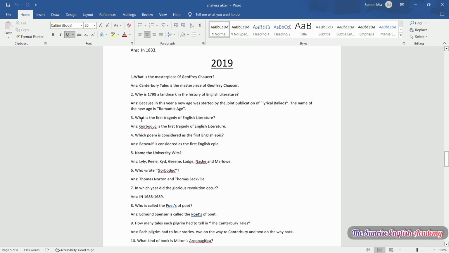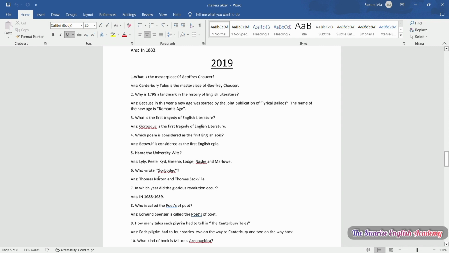3 number. What is the first tragedy of English literature? Answer. Gorboduc is the first tragedy of English literature. 4. Which poem is considered as the first English epic? Answer. Beowulf is considered as the first English epic. 5 number. Name the University Wits. Answer. Lyly, Peele, Kyd, Greene, Lodge, Nashe and Marlowe.